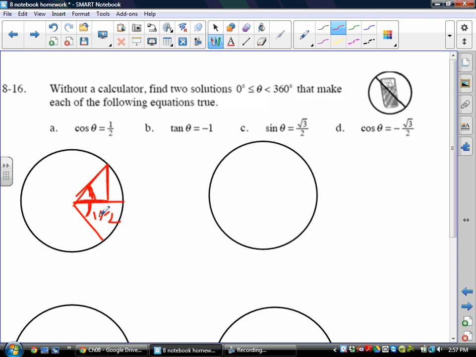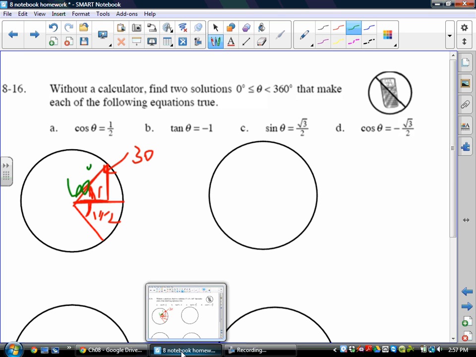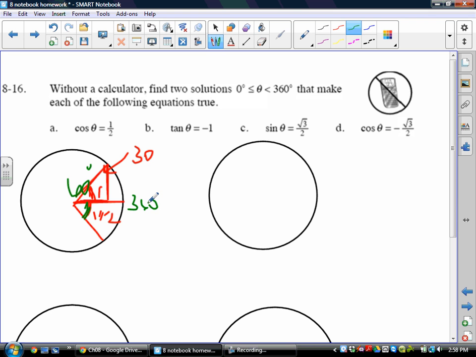So across from that side is going to be the smallest angle. So this angle right here is going to be 30 degrees, because that's the smallest angle in our 30, 60, 90 triangle, and that's the one that has the 1/2 in it. And I know this is 90, so my angle that is going to possibly work is going to be 60 degrees, right there. And since that's my reference angle, I know that this angle right here is going to be 360 minus the reference angle, which means that's going to be 300 degrees. Okay, so 60 degrees would work, and 300 degrees would work for part A.